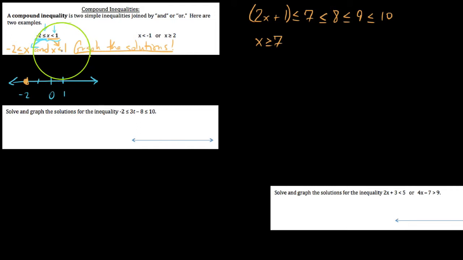But at the same time, if I come over here, I say x is also less than 1, so it never gets bigger than 1. I would have put an open dot on this, and I would have shaded towards the left. And you'll notice that they're shading towards each other.